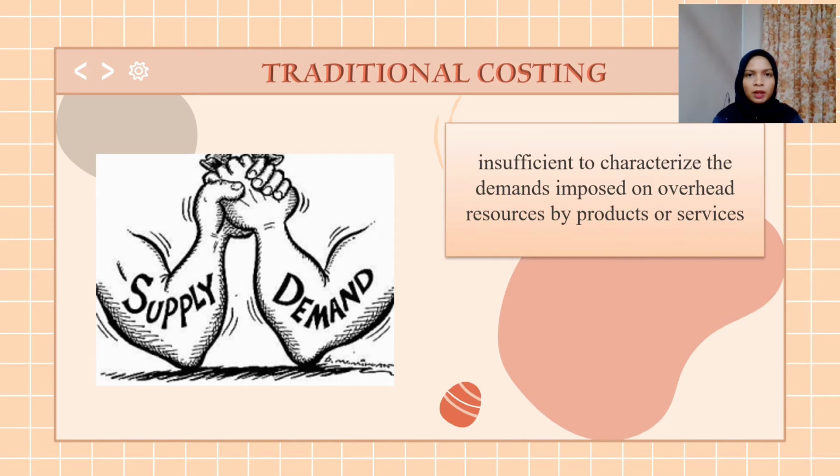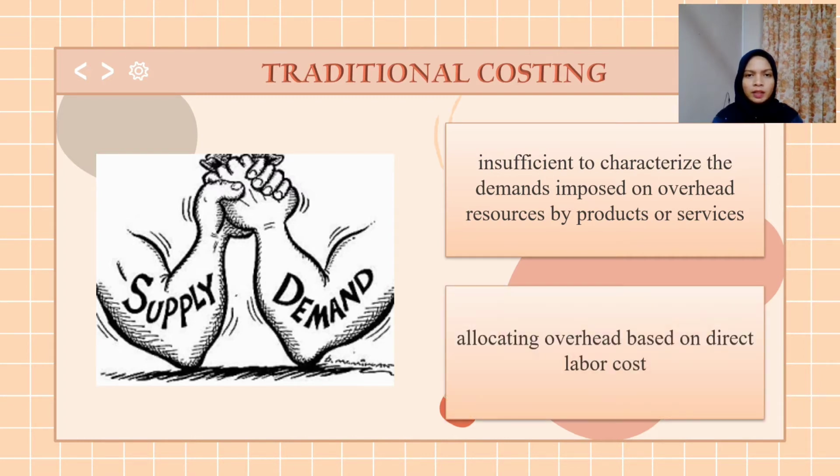The information of traditional costing is insufficient to characterize the demand imposed on overhead resources by product or services. Under the traditional method of allocating overhead based on direct labor costs, the total cost for all balls will be divided by total direct labor cost for all balls to determine the per unit cost.